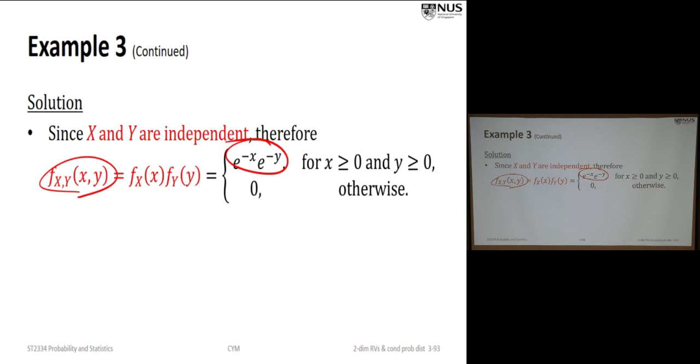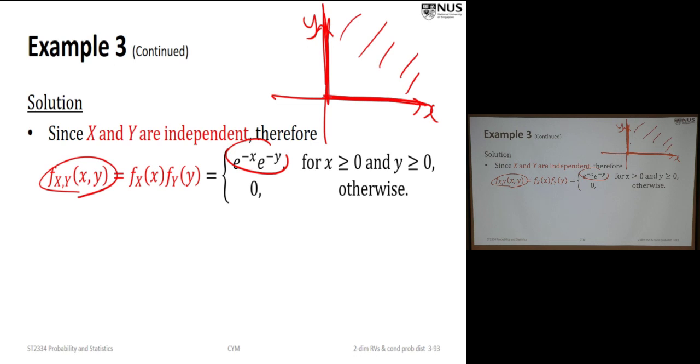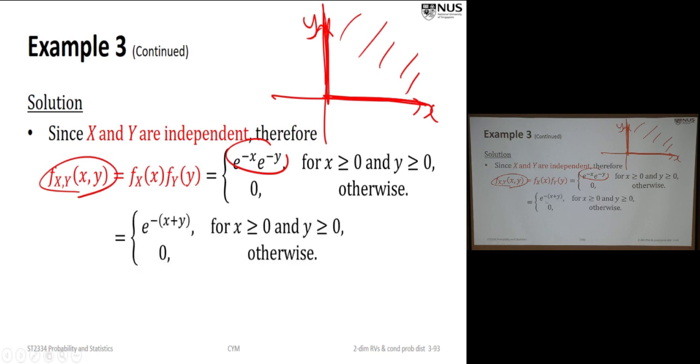So you can think of it like this. This is x, this is y. For f of x, we talk about how it behaves over this line, and for y, we talk about how this behaves. So the joint PDF will be valid over this region, which is just the product of f of x and f of y. I simplified it, so it's e to the power minus x plus y.